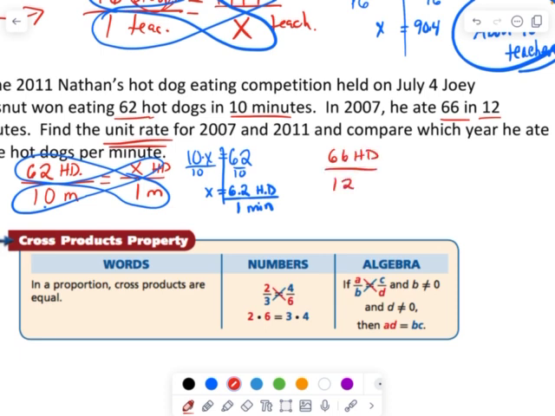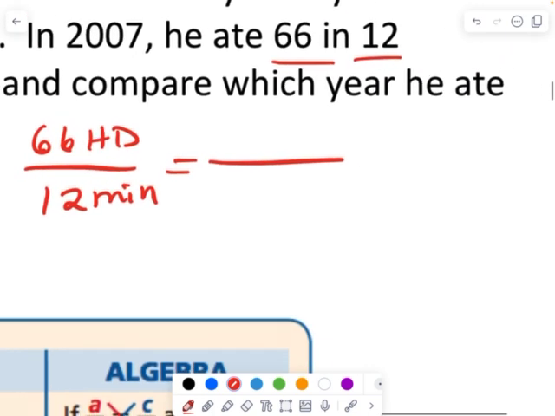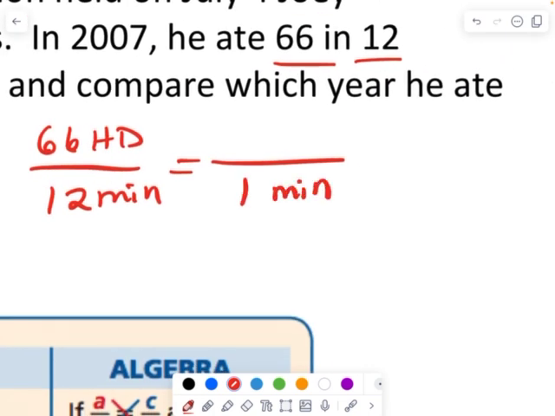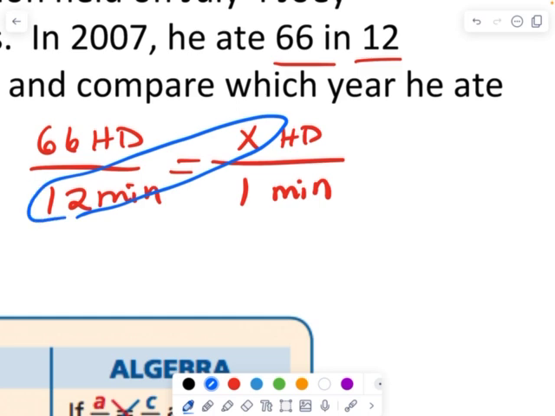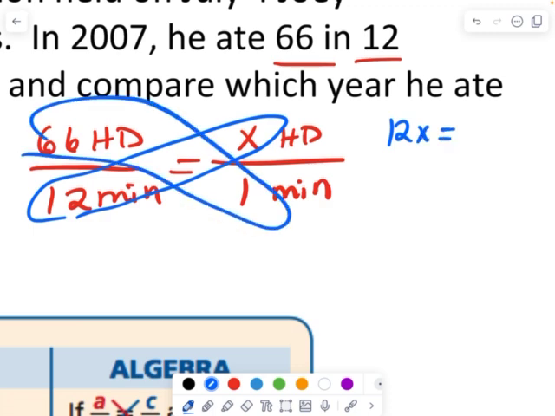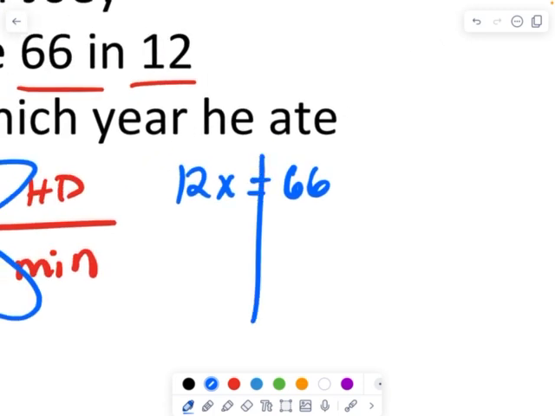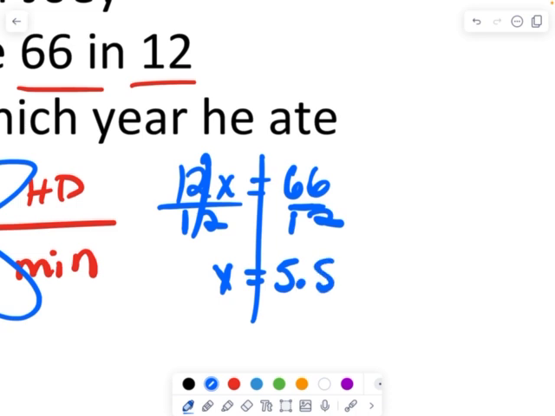He had 66 hot dogs in 12 minutes. Well, we're going to take it to a unit rate per one. So let's see how many he had in 1 minute. We don't know, so we'll put an x there, or whatever variable you'd like. 12 times x is 12x. 66 times 1 is 66. I now have a one-step equation. I'm going to divide each side by 12. And I get x is 5.5 hot dogs per 1 minute.